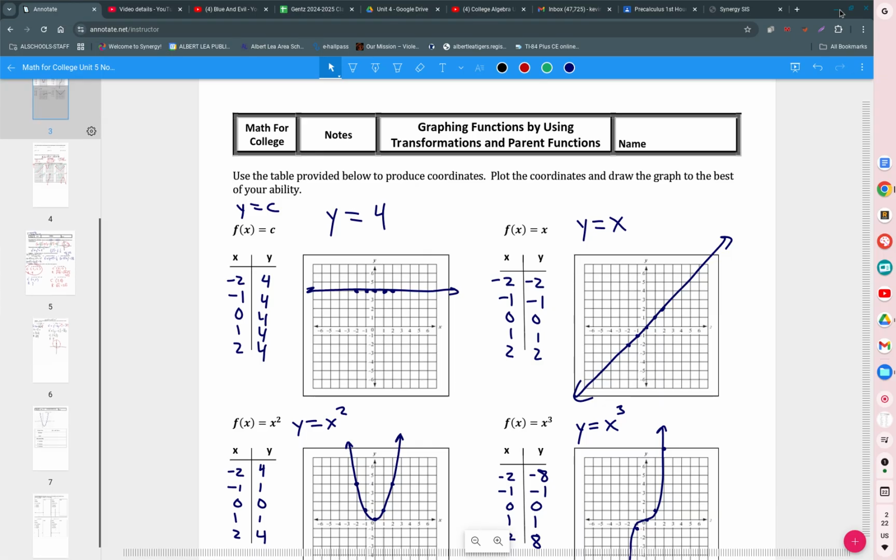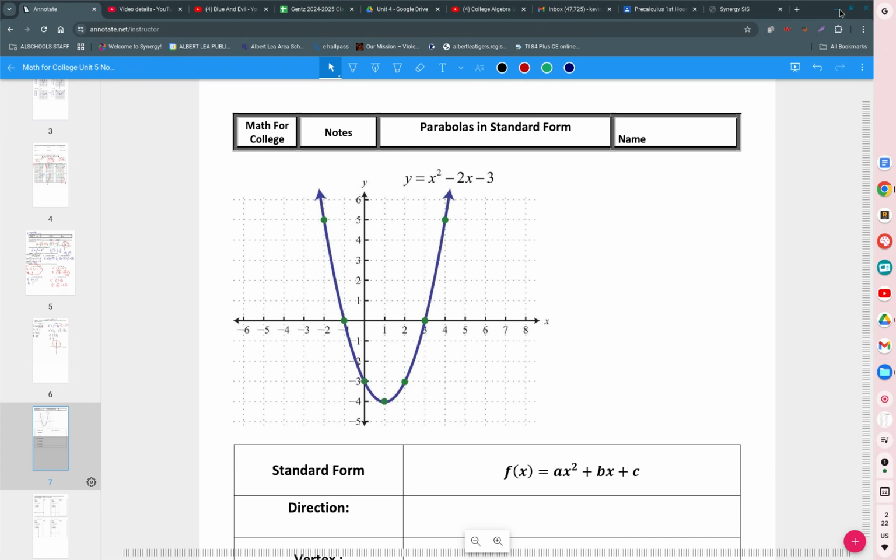Today we put it all together to talk about a shape that comes up a lot if you take a college level course in mathematics, and that would be parabolas. And specifically we want to talk about parabolas that are in standard form. Standard form is y equals ax squared plus bx plus c. The parabola whose equation is right here, x squared minus 2x minus 3, is this graph that you see right here.